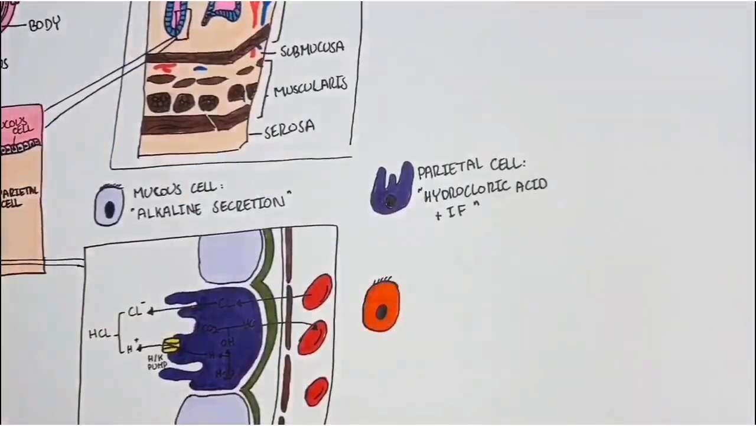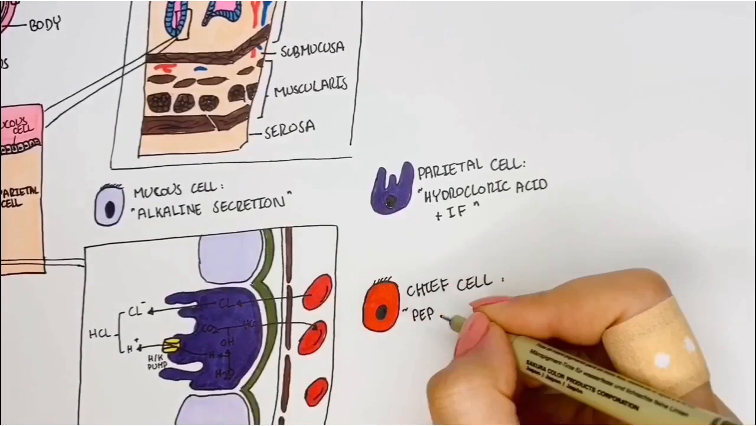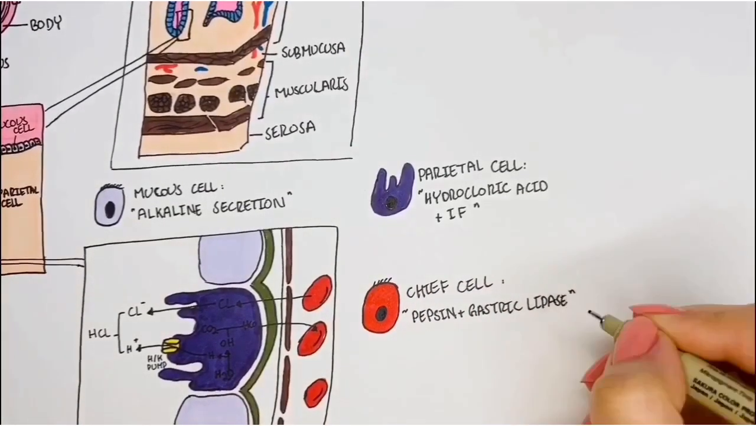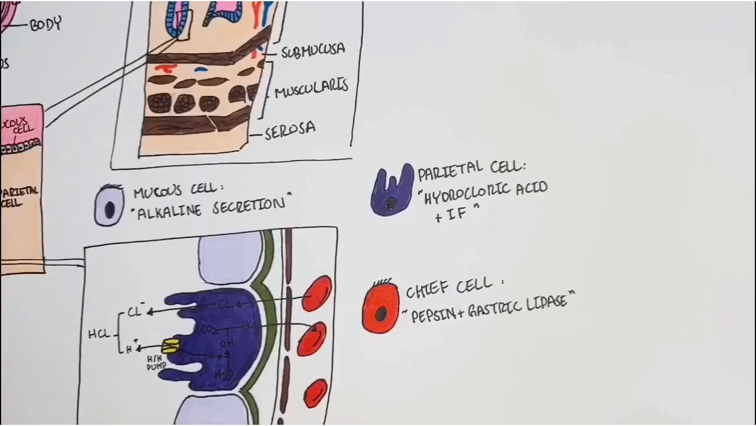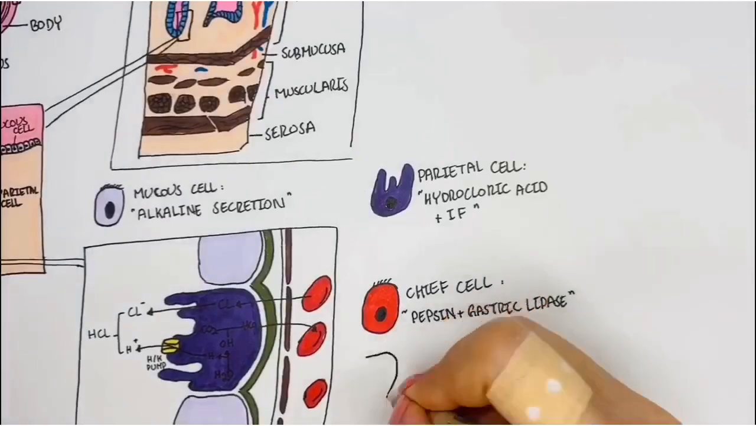Another functional cell type is chief cells, which secrete pepsinogen, which is the inactive form of the enzyme pepsin, and gastric lipase. Pepsin is important for the digestion of protein, while gastric lipase is important for the digestion of lipid.